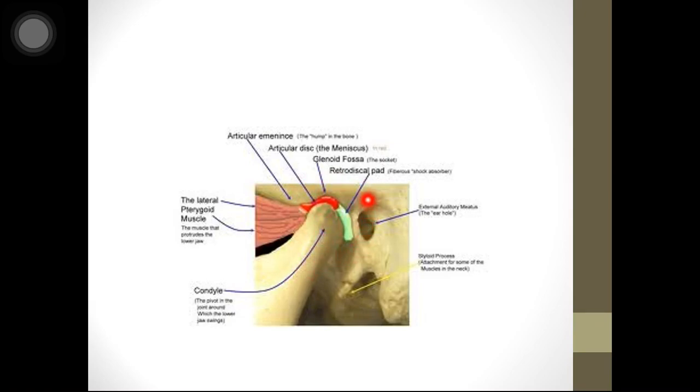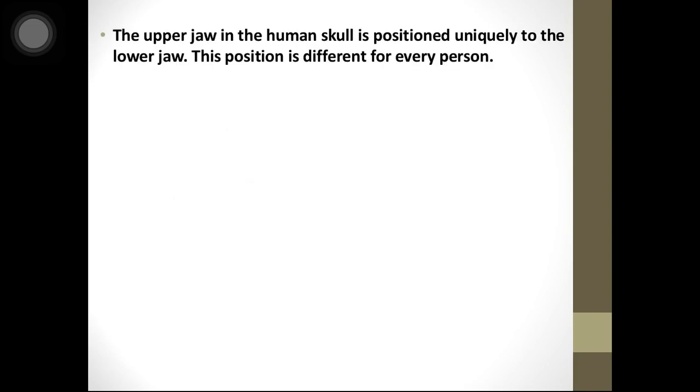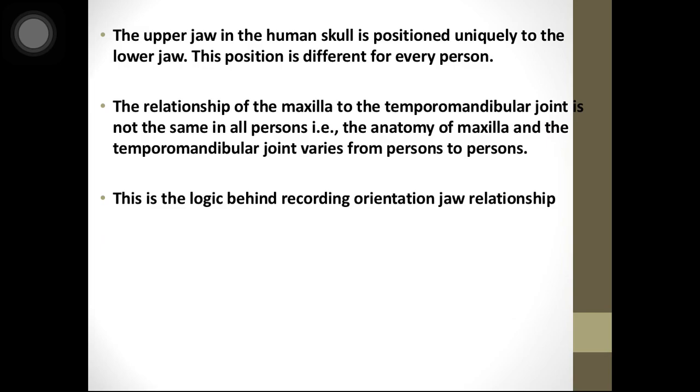Now basically orientation relation is, we will discuss in the next slides, that the upper jaw in the human skull is positioned uniquely to the lower jaw. This position is different for every person, and the relationship of the maxilla to the temporomandibular joint is not the same in all persons. That is, the anatomy of maxilla and the temporomandibular joint varies from person to person, and this is the logic behind recording orientation jaw relation.